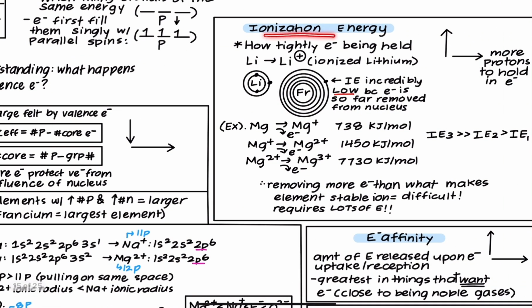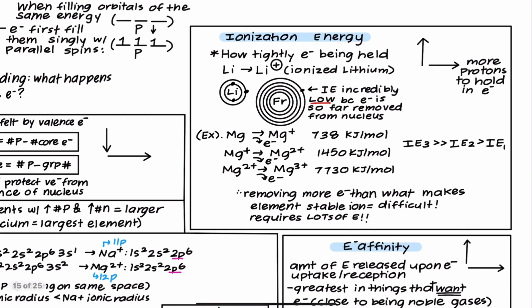So the ionization energy is low because the electron is so far removed from the nucleus, it can't feel much of that attractive charge. In contrast, lithium has a higher ionization energy because its electron is much closer to the nucleus, it's more tightly held. Ionization energy increases as you move up and to the right. It takes more energy to remove an electron from smaller, more positively charged atoms.